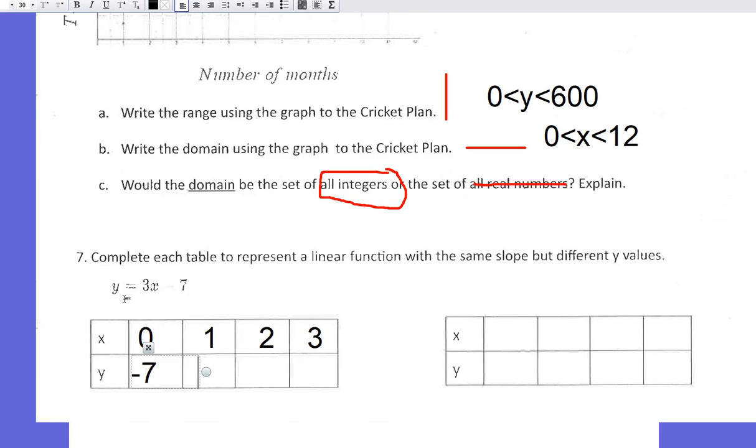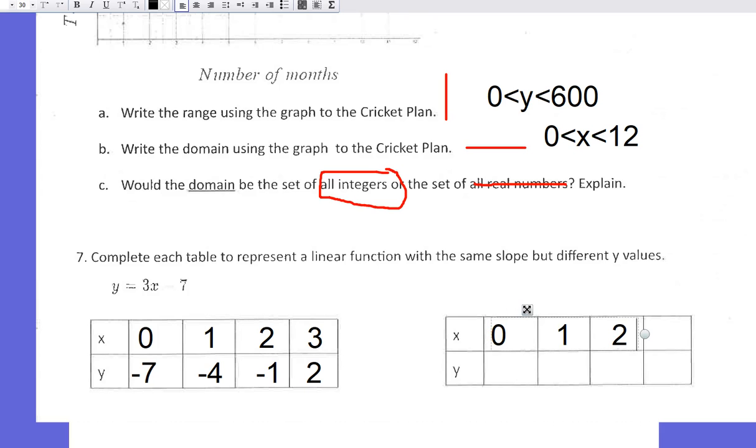Okay, we have one more question, guys. So these change by 3, and so now that I know my sequences, I can set it up just to change by 3 each time. So this one's -4, the next one's -1 because it changed by 3, the next one's 2 because it changes by 3. Then it says do the same thing for the same slope but different y values.